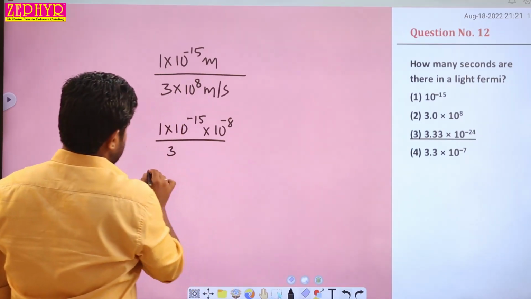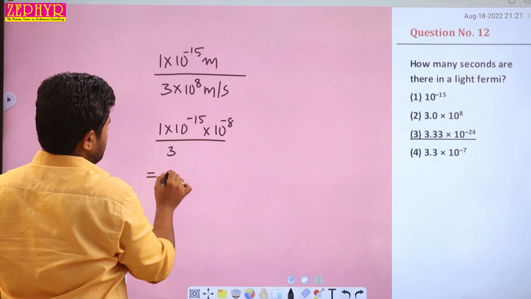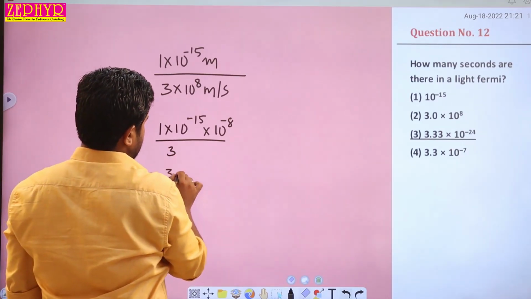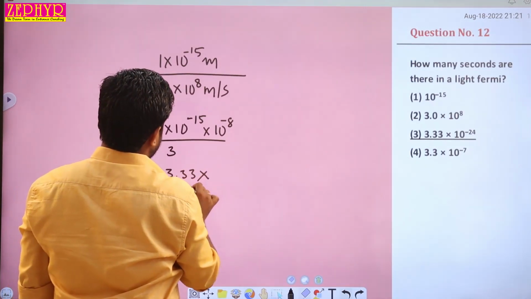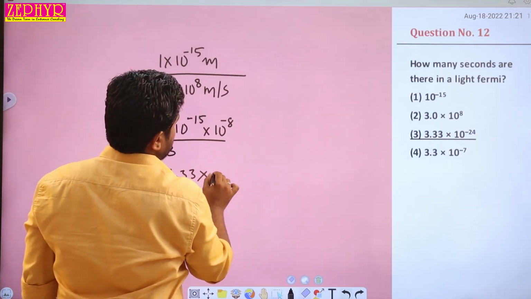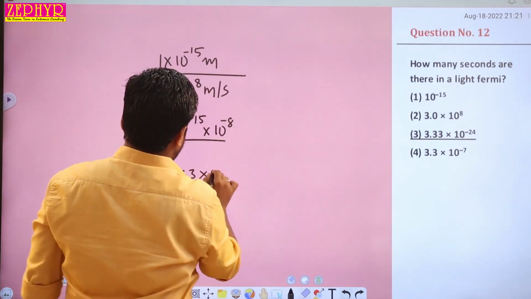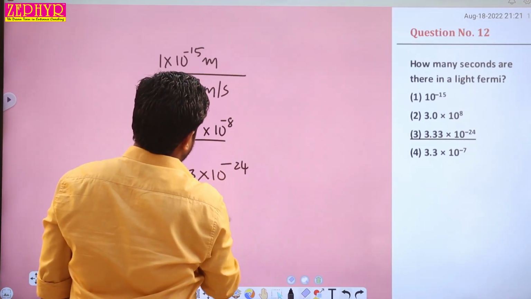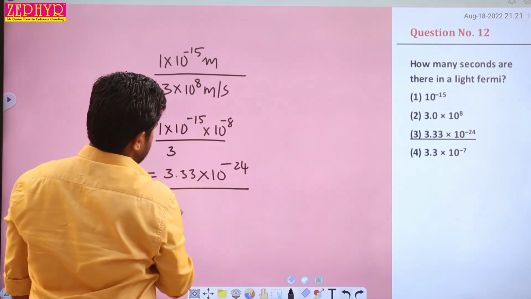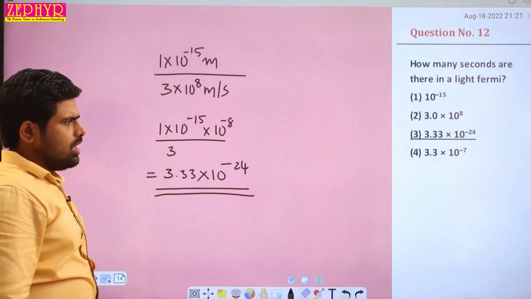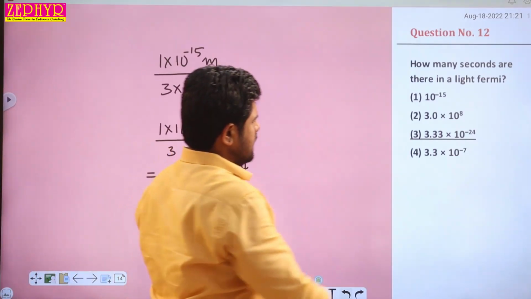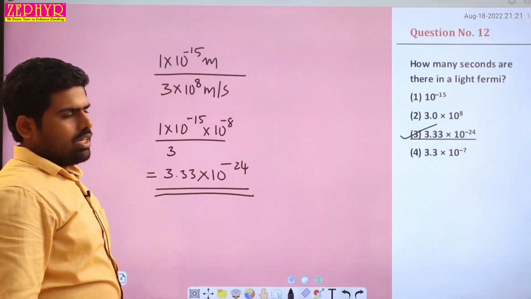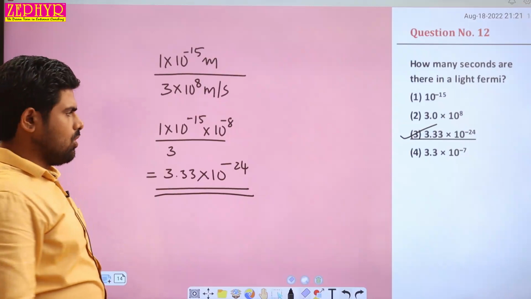So its answer is 1 divided by 3, that is equal to 0.33 something. So 3.33 into 10 raised to minus 24. Okay. So this one is the correct option. Here it is option 3, 3.33 into 10 raised to minus 24.